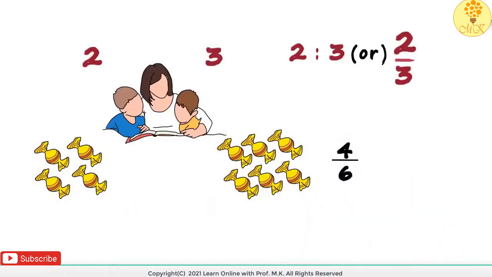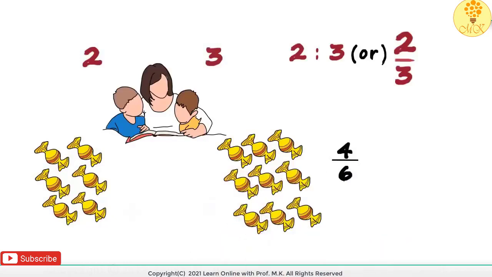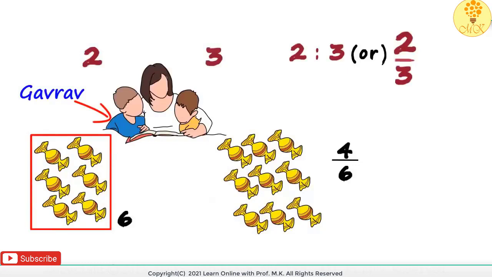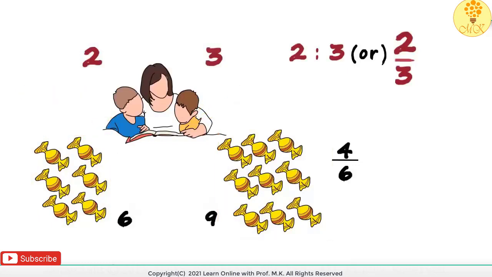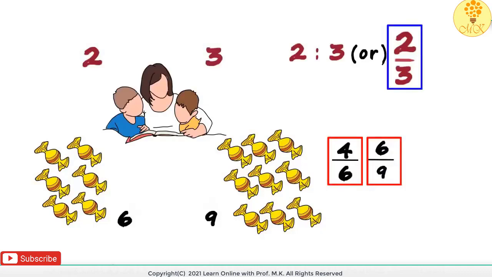The magic hand again gives Gaurav 2 chocolates and Jay 3 chocolates. Now the total number of chocolates with Gaurav is 6 and the total number of chocolates with Jay is 9. So the ratio becomes 6/9. Both these ratios, when simplified, will give us 2/3. In every case, the ratio has remained the same.